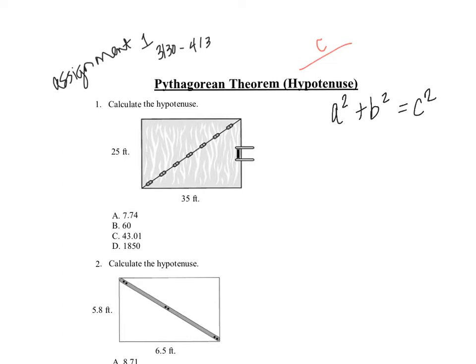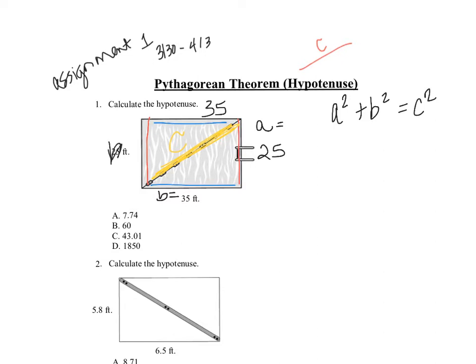And this one's kind of weird because it doesn't look like a straight triangle, but if we know that this is 25 feet, then that means this is 25 feet. And if we know that this is 35 feet, then this is also 35 feet because it's a rectangle, but we just need the triangle. So I'm just gonna use this side here and call it A, and this side here and call it B, because this diagonal side is C, and that's what we were looking for.